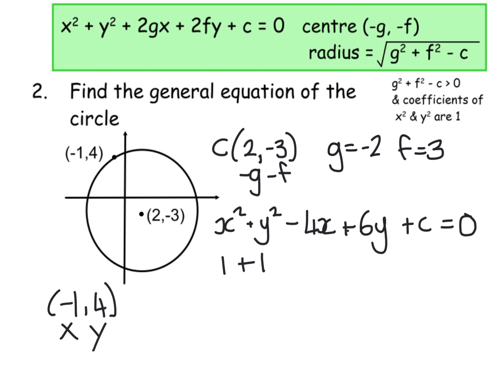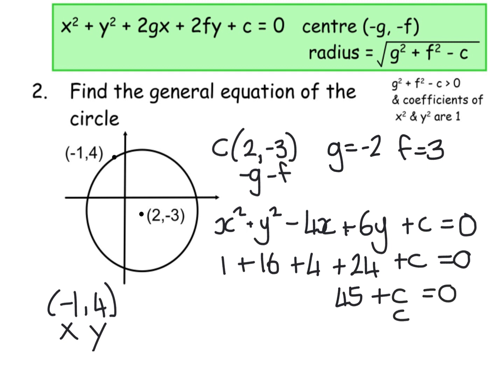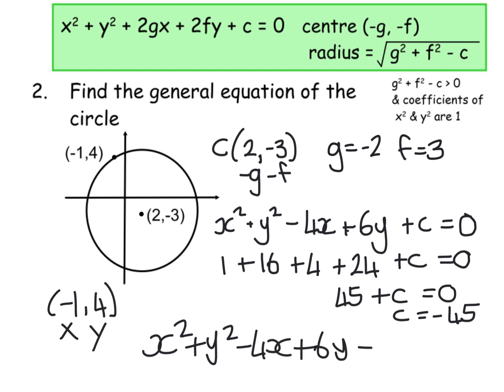4 squared for the y would be 16. Take away 4 times negative 1 would actually turn into a plus 4. 6 times y would be 24. And then I've got my c equals 0. Let's tidy up all these numbers. 16 plus 4 is 20. Plus another 24 is 44. It gives me 45. So I've got 45 plus c equals 0. So c is obviously the number minus 45. So the equation of this circle is x squared plus y squared minus 4x plus 6y minus 45 equals 0.